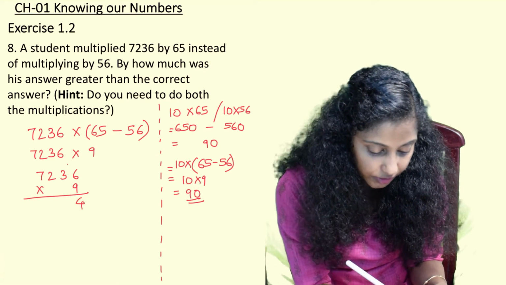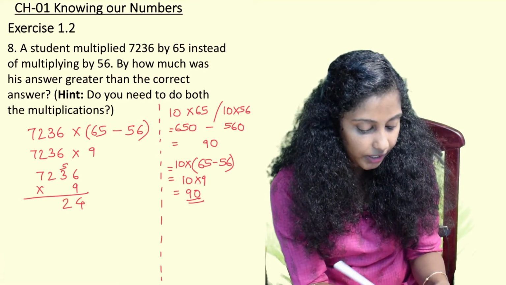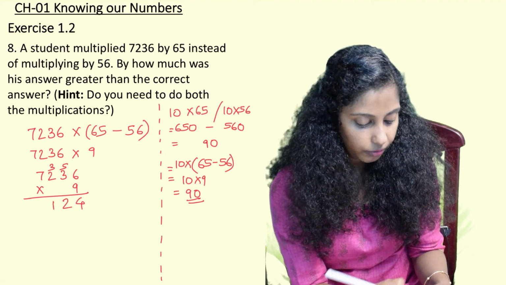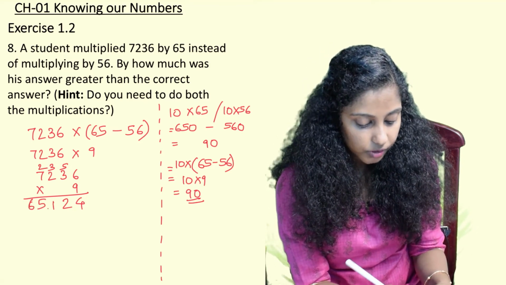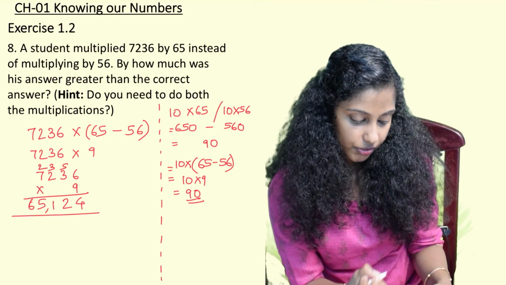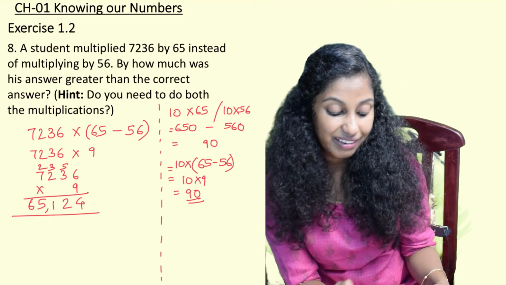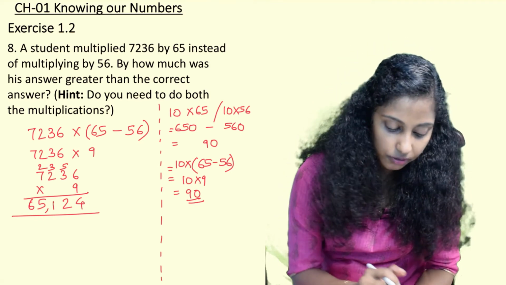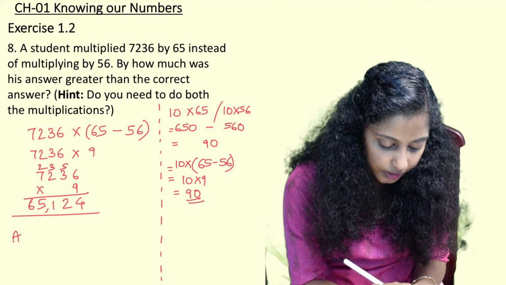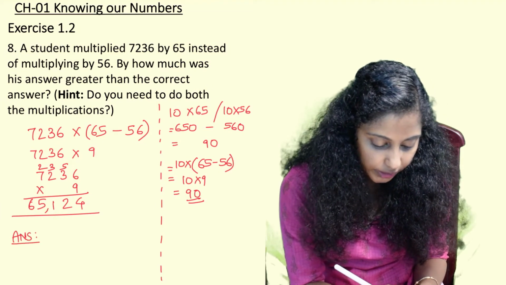9 6s are 54, 9 3s are 27 plus 5 is 32, 9 2s are 18, plus 3 is 21, 9 7s are 63 plus 2 is 65. So by how much was his answer greater than the correct answer? Because 56 was smaller, 65 was bigger. So the answer was greater by 65,124.